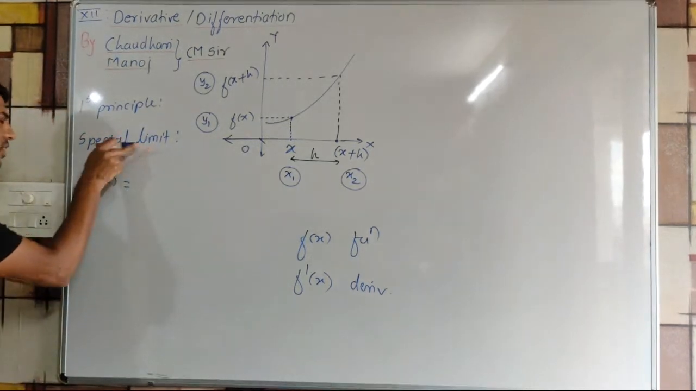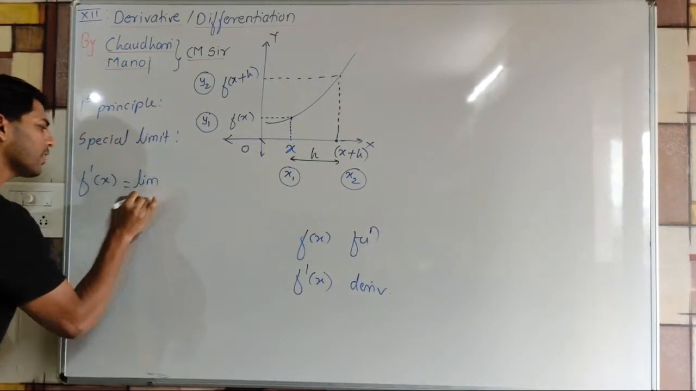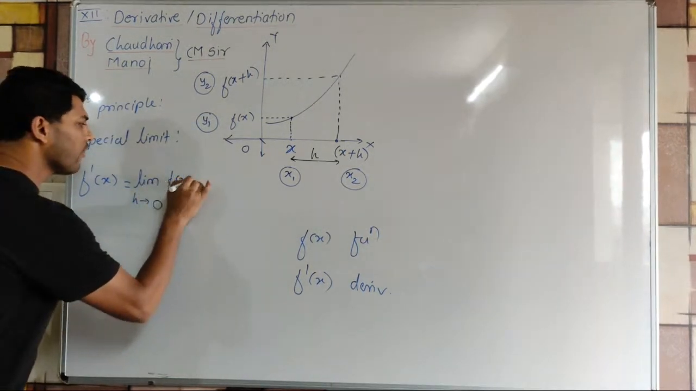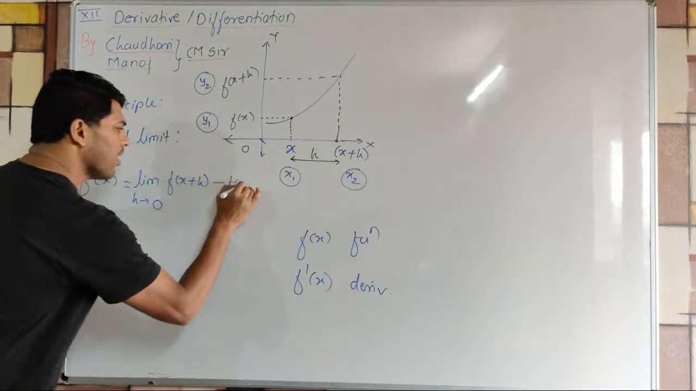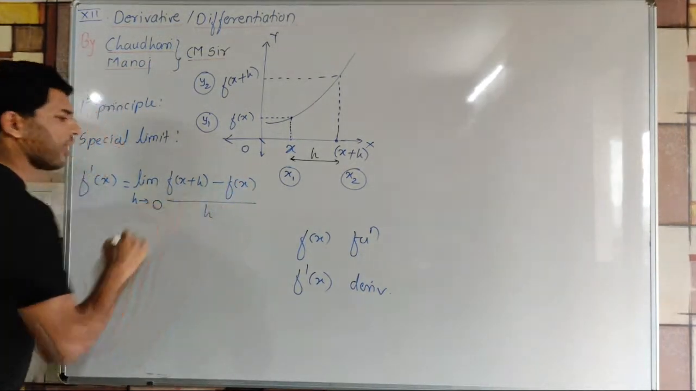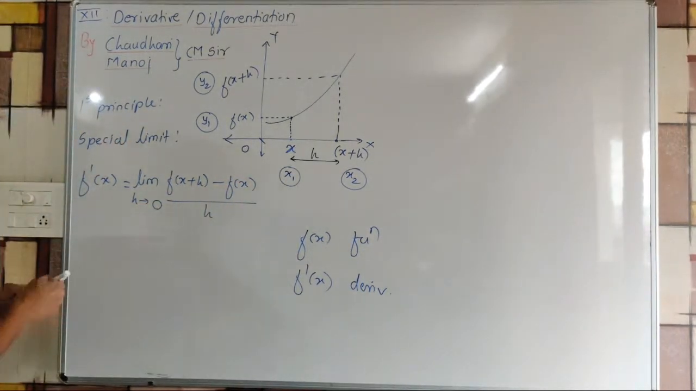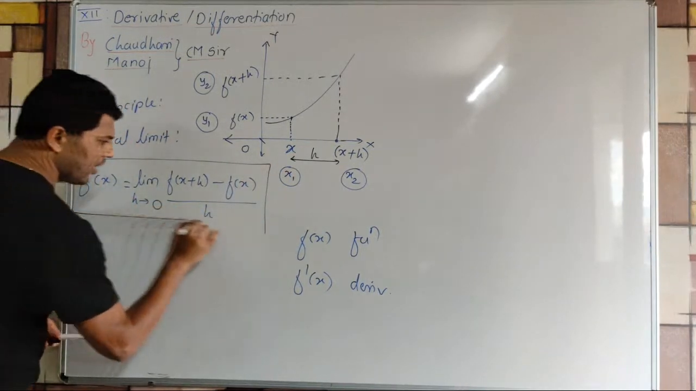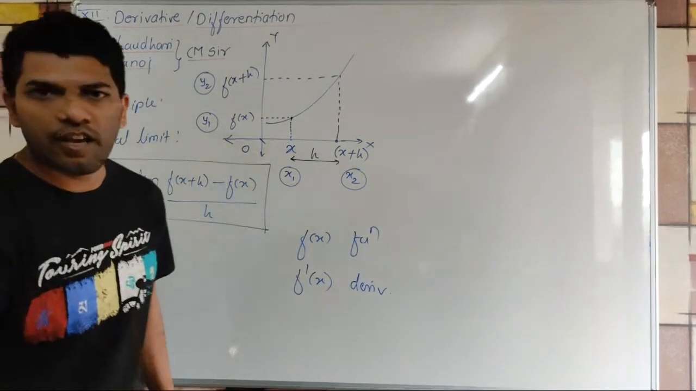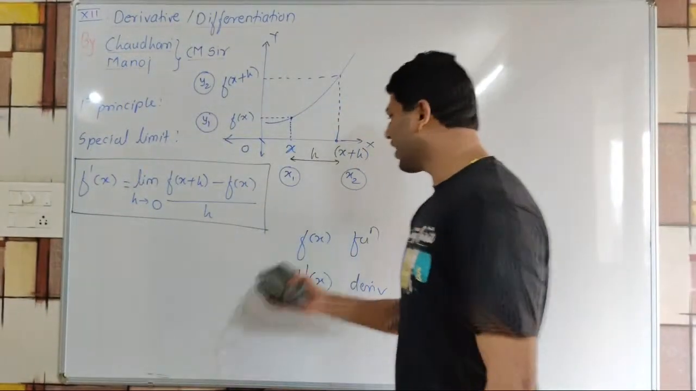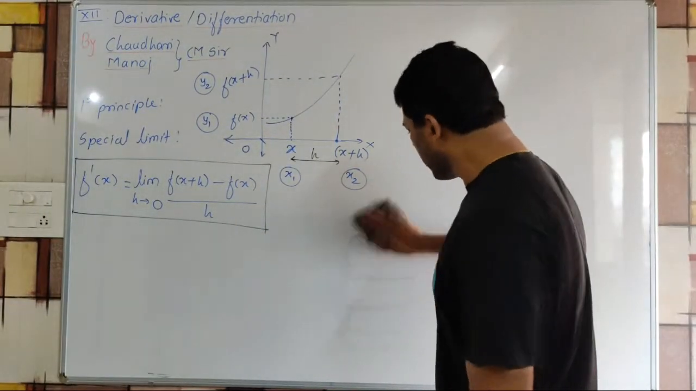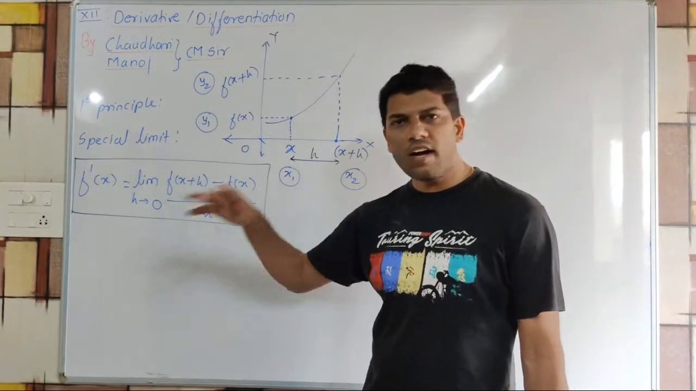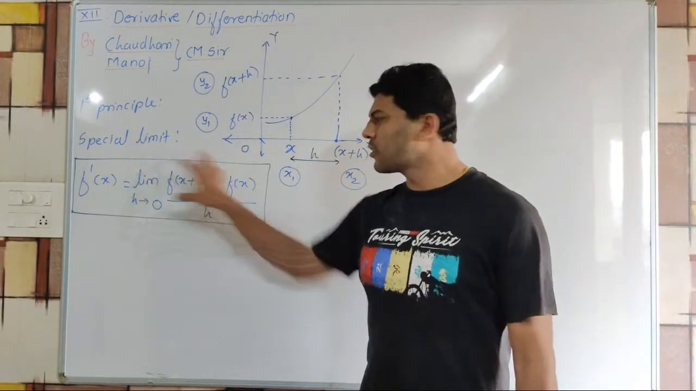So I am representing it as f dash of x, and you know that derivative is a special limit, and that special limit we write in this way: limit h tends to 0, f of x plus h minus f of x divided by h. So this formula is called first principle, or this special limit is called derivative. Now, let me explain the exact concept behind this special limit.